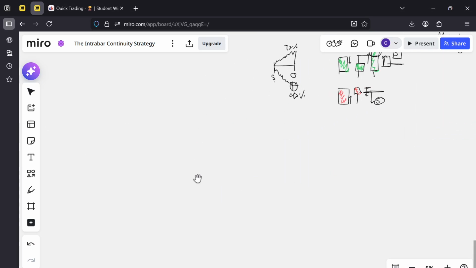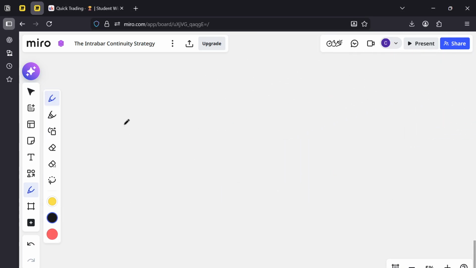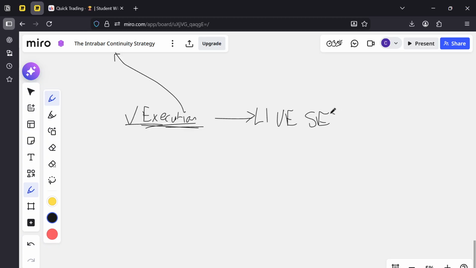So that's going to be the plan for next video. The plan for next video is going to be the actual execution of the intrabar continuity strategy itself with a live session, right? So we'll be doing a live session, and in doing that live session, I'll always have to break down the risk management. I'm just going to put risk management there like that, or else you have no clear picture of what you're aiming for, right?